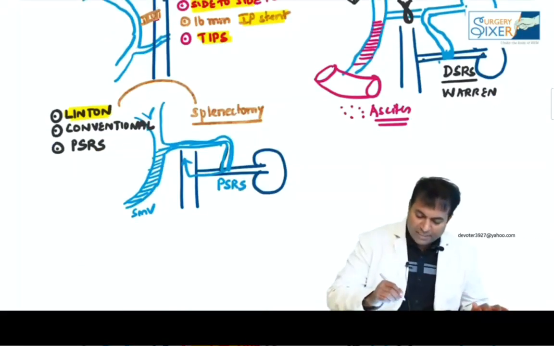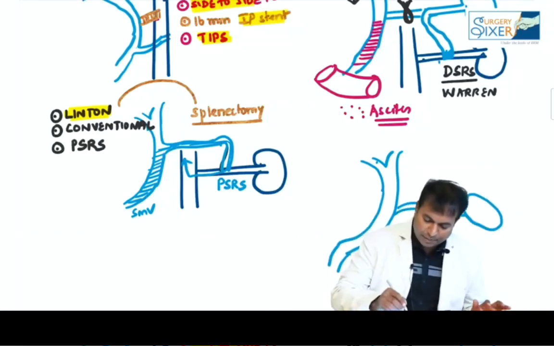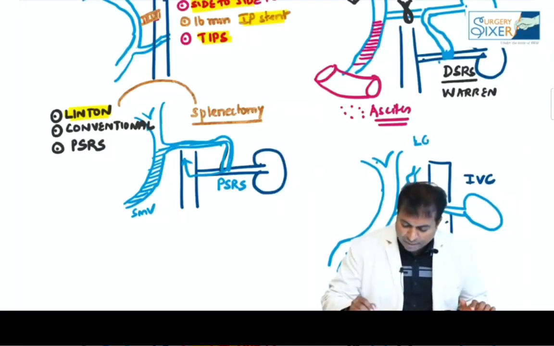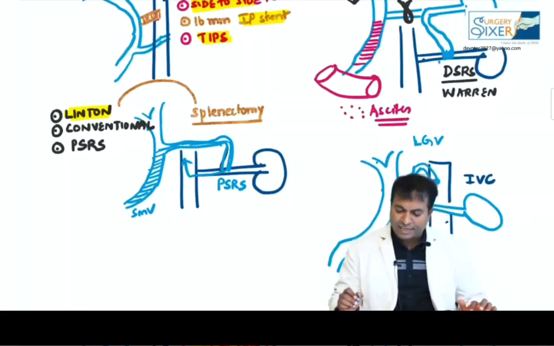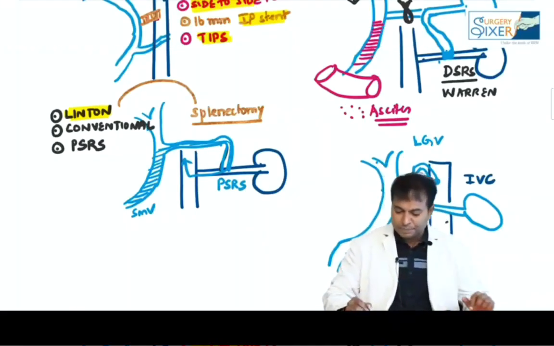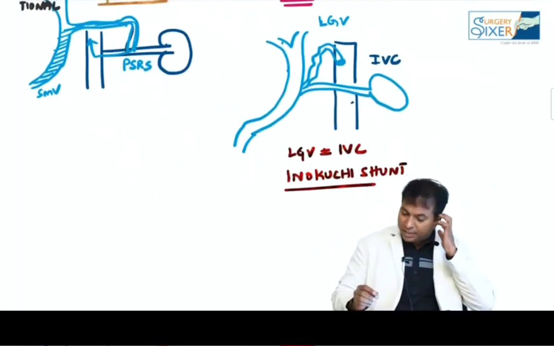Though not important for PG, I am going to draw one shunt. You tell me what this shunt is. So this is IVC, and all of you know what this vein is. Can you tell me what this vein joining at the trifurcation is? That is the left gastric vein, which is the major culprit for varices. I will anastomose this left gastric vein with IVC so that the pressure in the left gastric vein will decrease. This shunt is known as Inokuchi shunt.